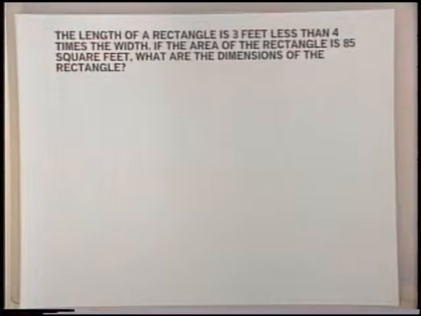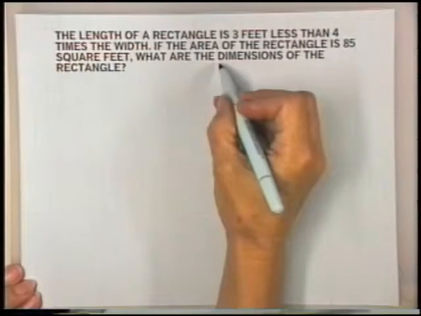Now, the next problems that we look at are going to be a little bit different. They're going to involve some geometry formulas that you have had in the past. Let's take a look. The length of a rectangle is 3 feet less than 4 times the width. If the area of the rectangle is 85 square feet, what are the dimensions of the rectangle?